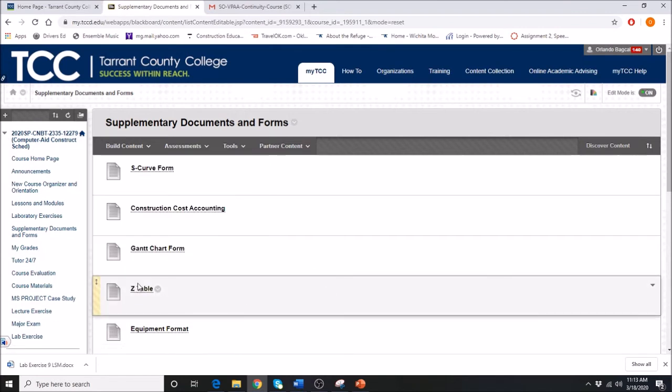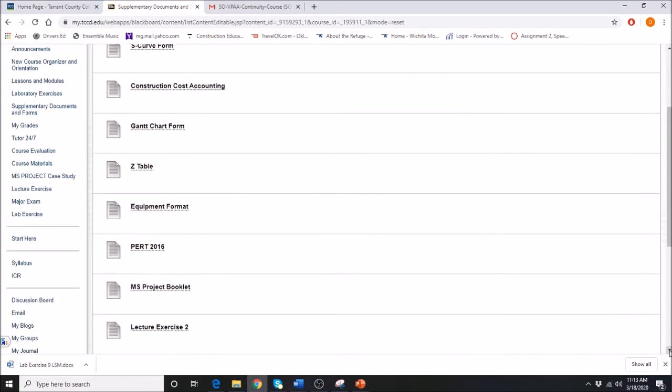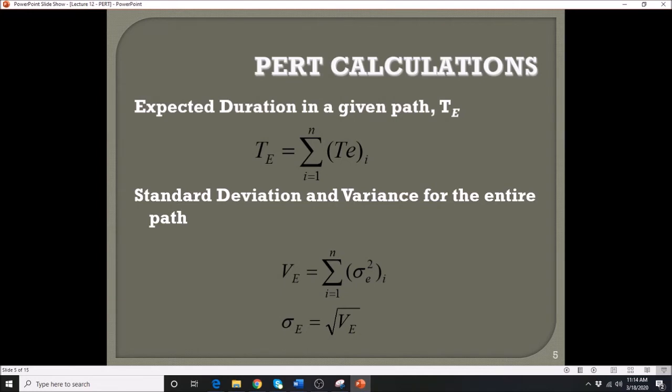So we have here the Z table. That's one of those forms that we will be needing. And the other one is the PERT 2016. So you need those 2 for this particular lesson, so I want you to download those. Make sure that you organize your USB folder so that you will be able to create a subfolder within your class CNBD 2335, so that it will create much more organized information.